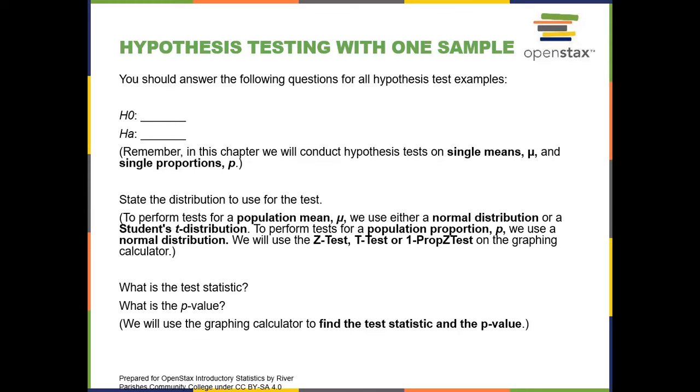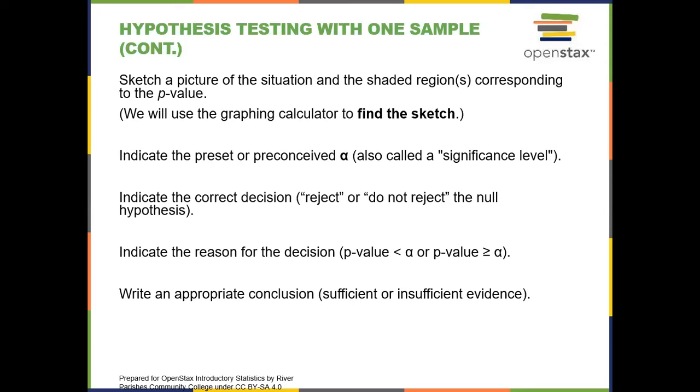What is the test statistic? If it is a z-test, it is z. If it is a t-test, then it's t. If it's a 1-PropZTest, it's also z. Sketch a picture and shade the region corresponding to the p-value. Use the graphing calculator. Indicate the preset or preconceived alpha value. Compare the p-value with alpha. Indicate the correct decision, reject or do not reject. Indicate the reason for the decision: p-value less than alpha, or p-value greater than or equal to alpha.